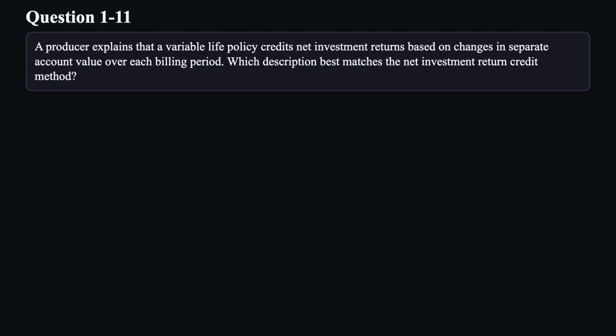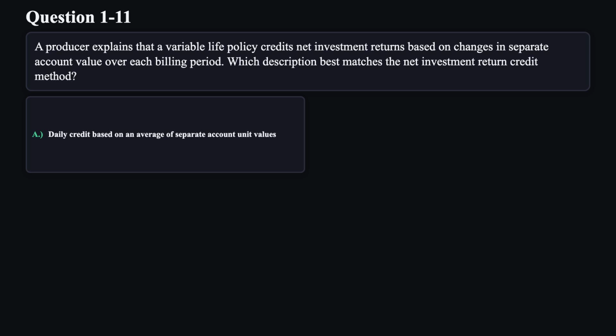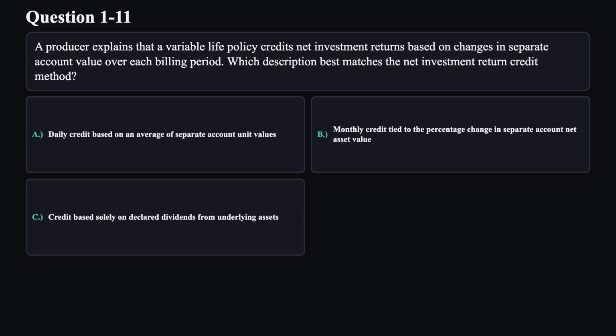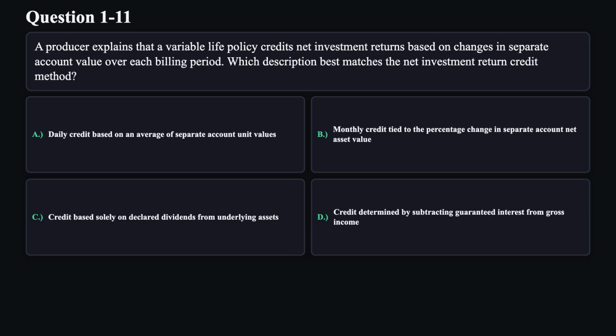Question 11. A producer explains that a variable life policy credits net investment returns based on changes in separate account value over each billing period. Which description best matches the net investment return credit method? A. Daily credit based on an average of separate account unit values. B. Monthly credit tied to the percentage change in separate account net asset value. C. Credit based solely on declared dividends from underlying assets. D. Credit determined by subtracting guaranteed interest from gross income.